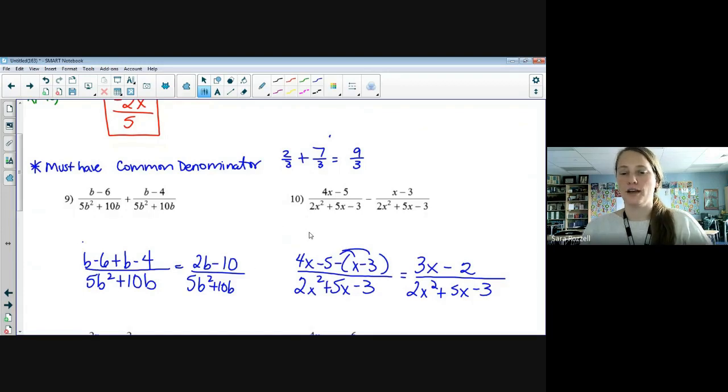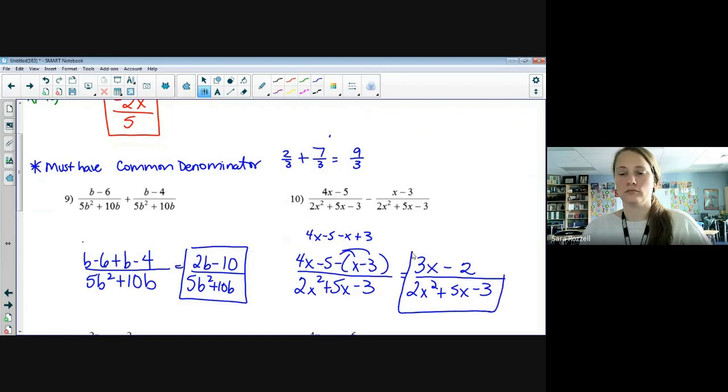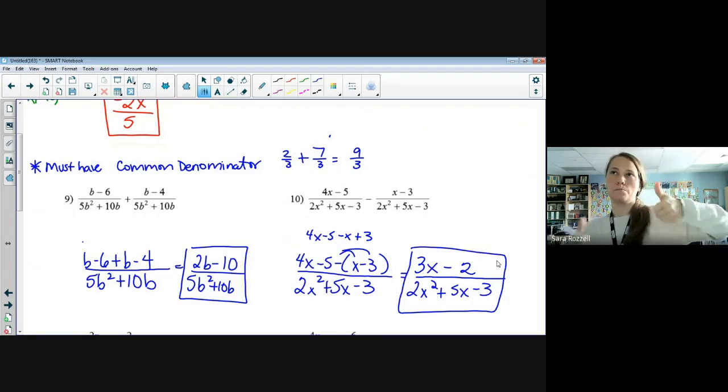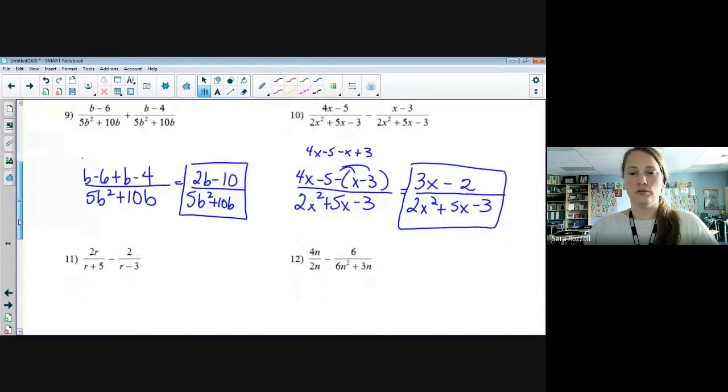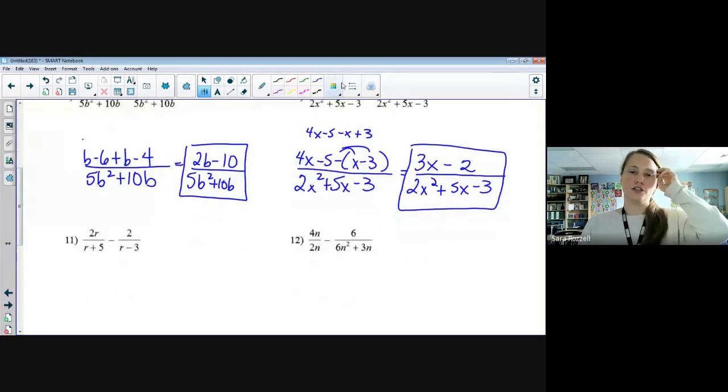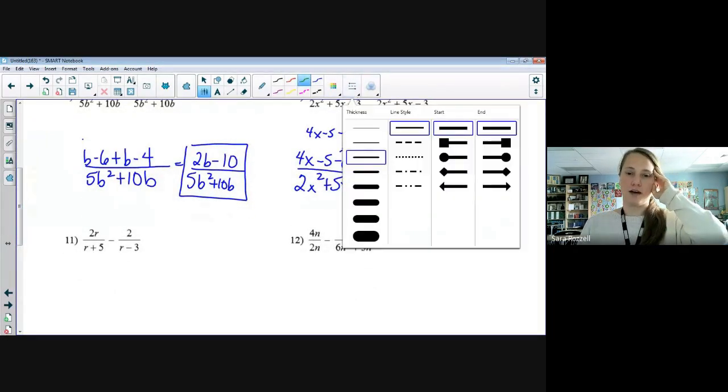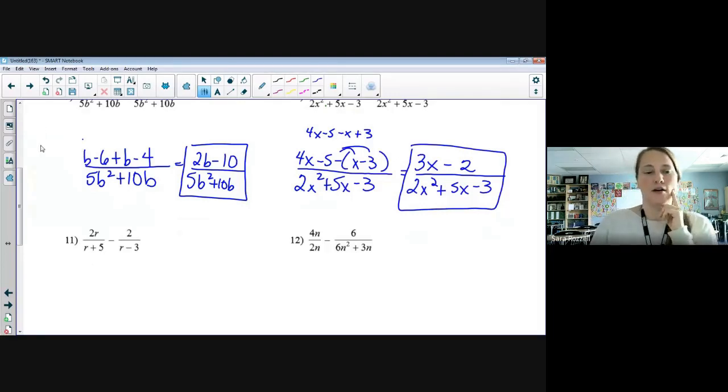If you want to rewrite it, you can. 4x minus 5 minus x plus 3, if that helps you out. Questions on addition when the denominators are already the same? When subtraction, we good? Thumbs up. Okay. All right. Sometimes our denominators are not the same, so we have to kind of recall what we do in regular fraction problems. So if you think about how that goes, this is going to help you out.